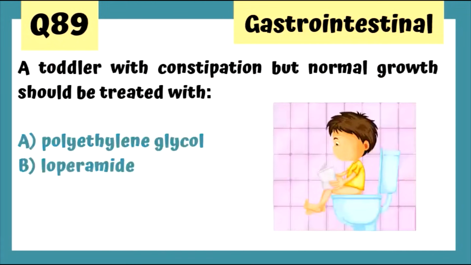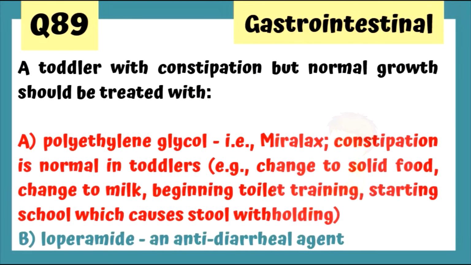Question 89. A toddler with constipation and normal growth should be treated with polyethylene glycol. That's Miralax. He should be treated with Miralax for his constipation as opposed to loperamide. That's an anti-diarrheal agent. That would make a person even more constipated.